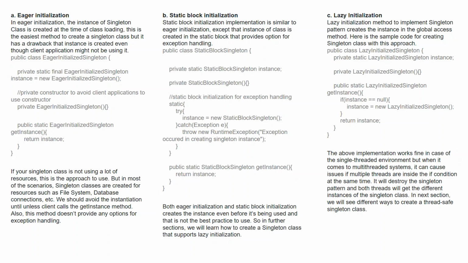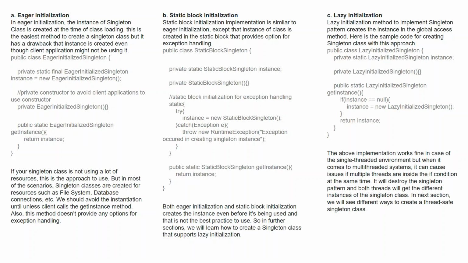If your singleton class is not using a lot of resources, this is the approach to use. But in most of the scenarios, singleton classes are created for resources such as file system, database connections, etc. We should avoid the instantiation until the client calls the getInstance method. Also, this method doesn't provide any options for exception handling.